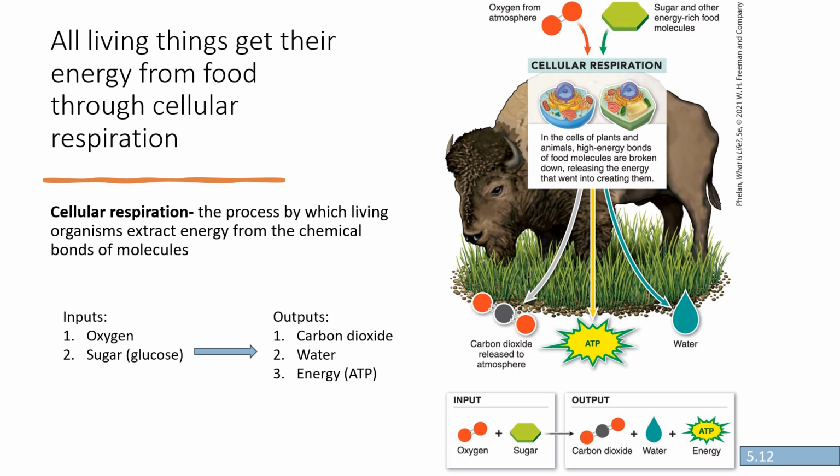If you look at the inputs and outputs of cellular respiration, you may notice that in some ways it's a reverse of photosynthesis. In photosynthesis, plants used water and carbon dioxide, plus some energy, to create sugars. They then released some oxygen as a byproduct. In cellular respiration, cells are using sugar and oxygen to generate ATP, and they give off carbon dioxide and water as byproducts.